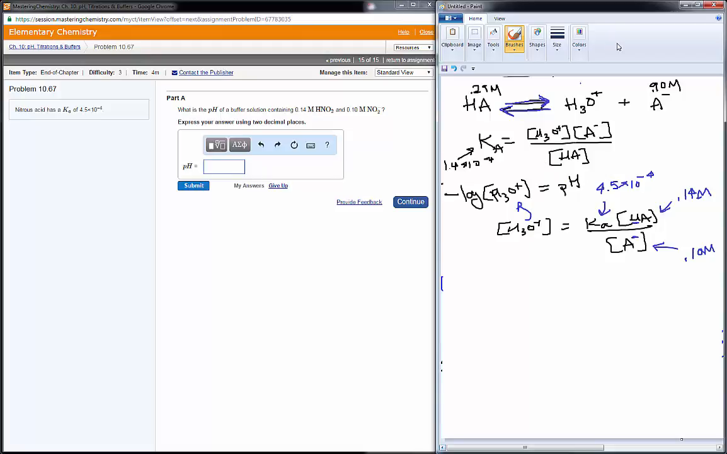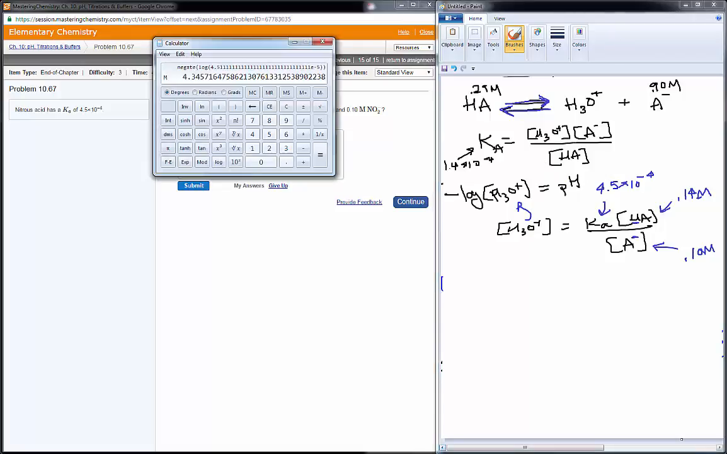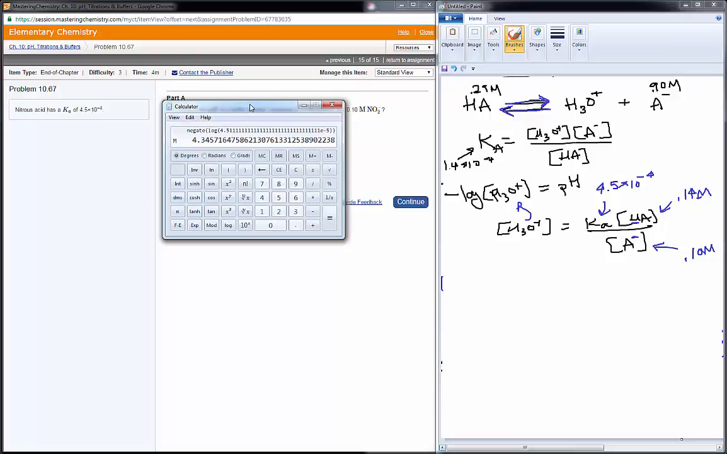So here we go. 4.5 times 10 to the negative 4th multiplied by 0.14 divided by 0.10 gives me an H3O plus concentration of 0.00063. I take then the log of that and then the negative of that log, and I get a pH of 3.2.